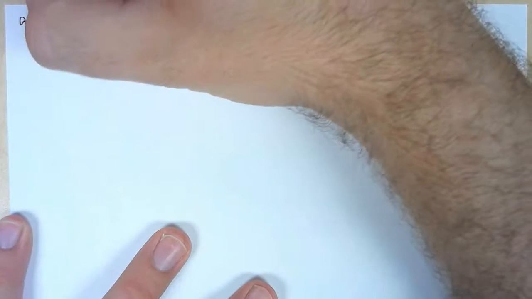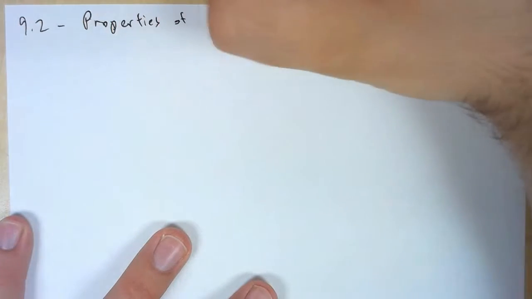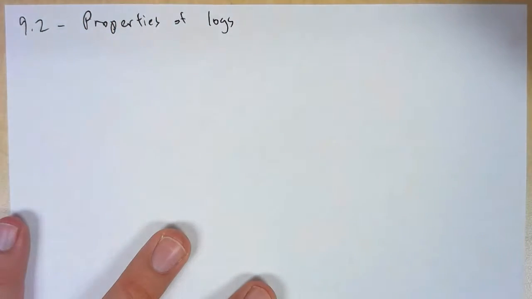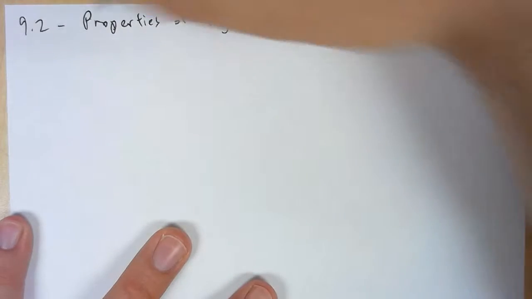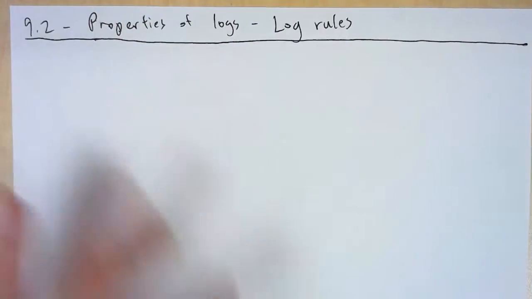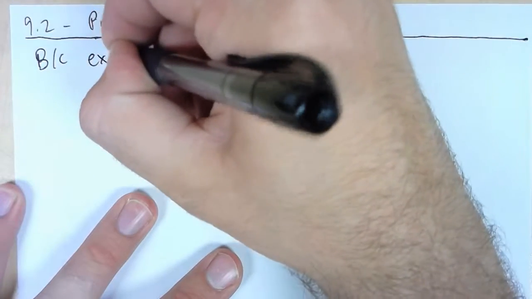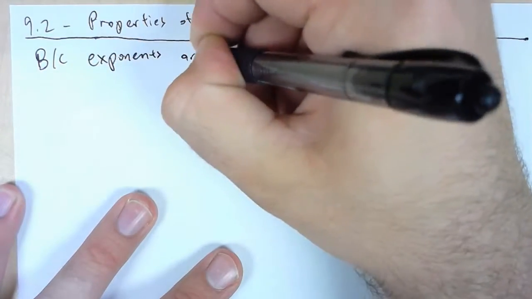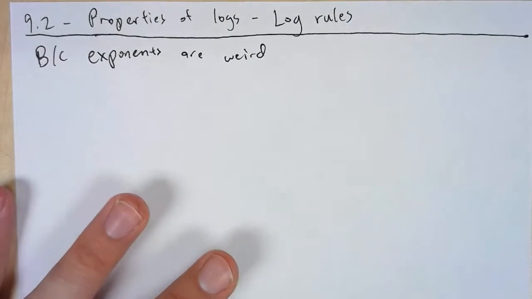Alright folks, we're working back some more on 9.2, properties of logs. The thing we're working on today is these things called log rules. And we have log rules because, in my words, exponents are weird. So, let's talk about how exponents are weird.